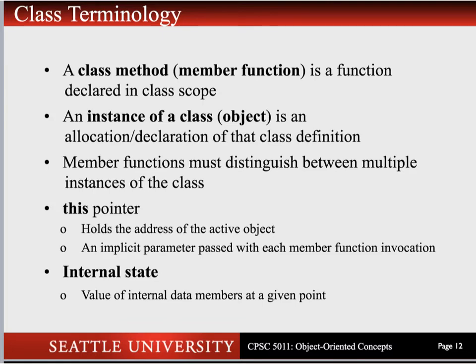Moving on to class terminology, a class method or member function is a function declared in class scope. An instance of a class is an allocation or declaration of that class definition, and member functions must distinguish between multiple instances of the class. The this pointer holds the address of the active object, and an implicit parameter is passed within each member function invocation. And one thing that we will talk about in detail is this idea of internal state, which is the value of internal data members at a given point.